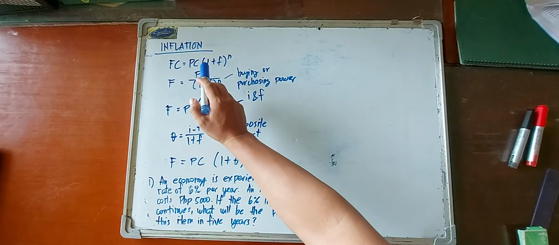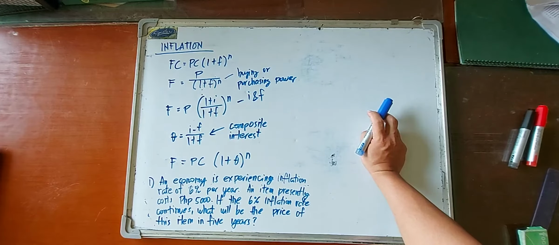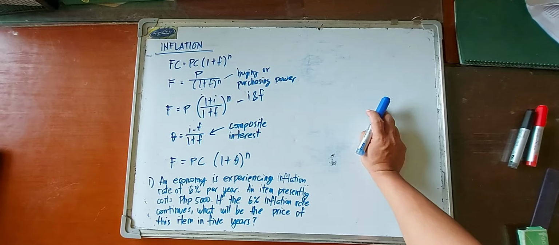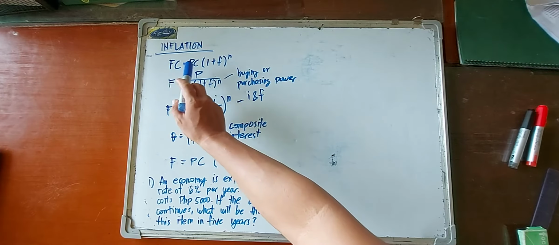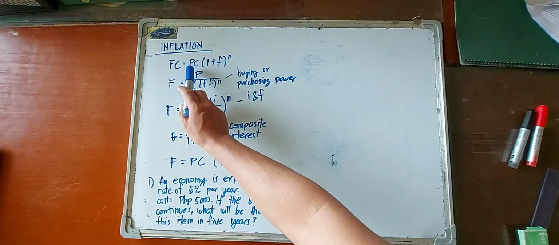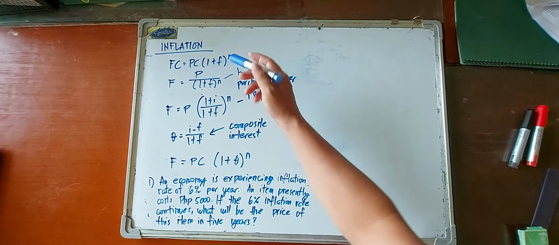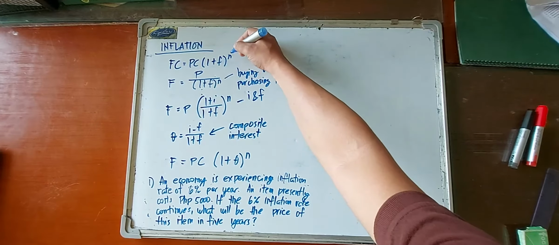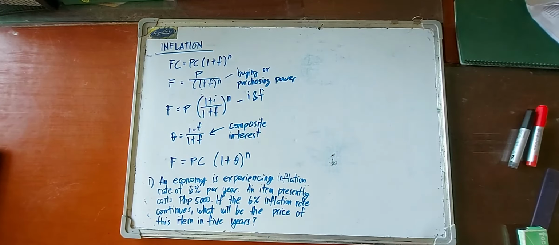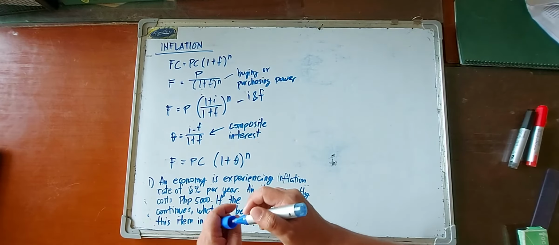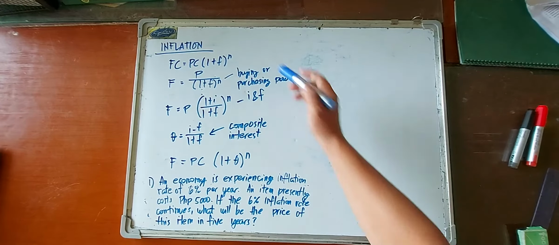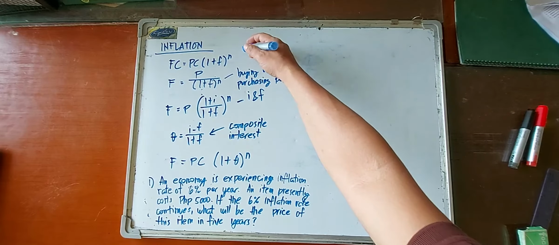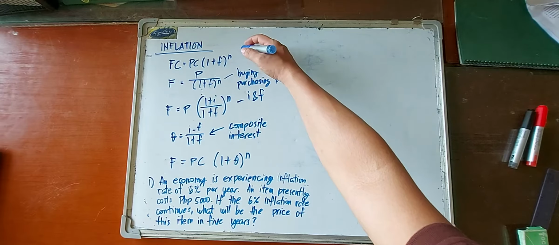So how do you compute for the future cost of a certain commodity with the effect of inflation? So we have a future cost, the present cost of the commodity times, so 1 plus f here is the inflation rate, raised to n. So n would be the number of years, since inflation is compounded annually. Okay, so yan, that's how we compute for the future cost of a certain commodity.